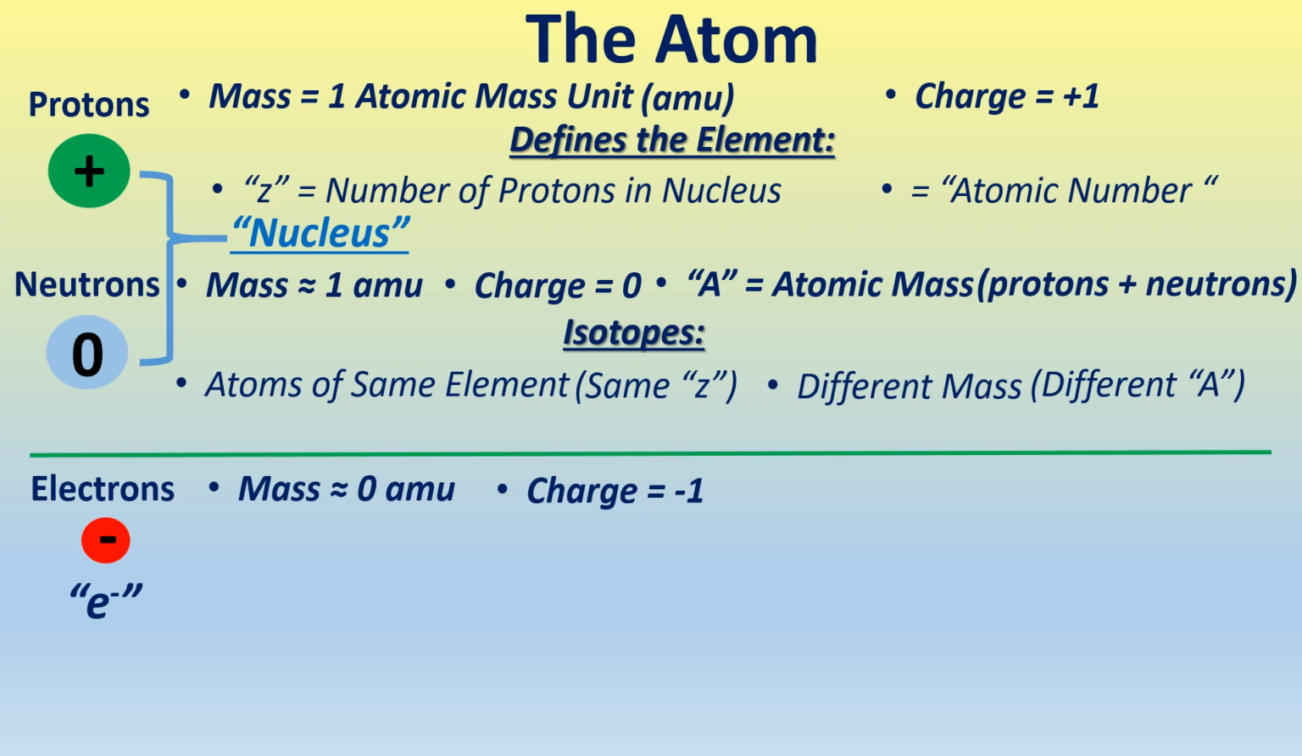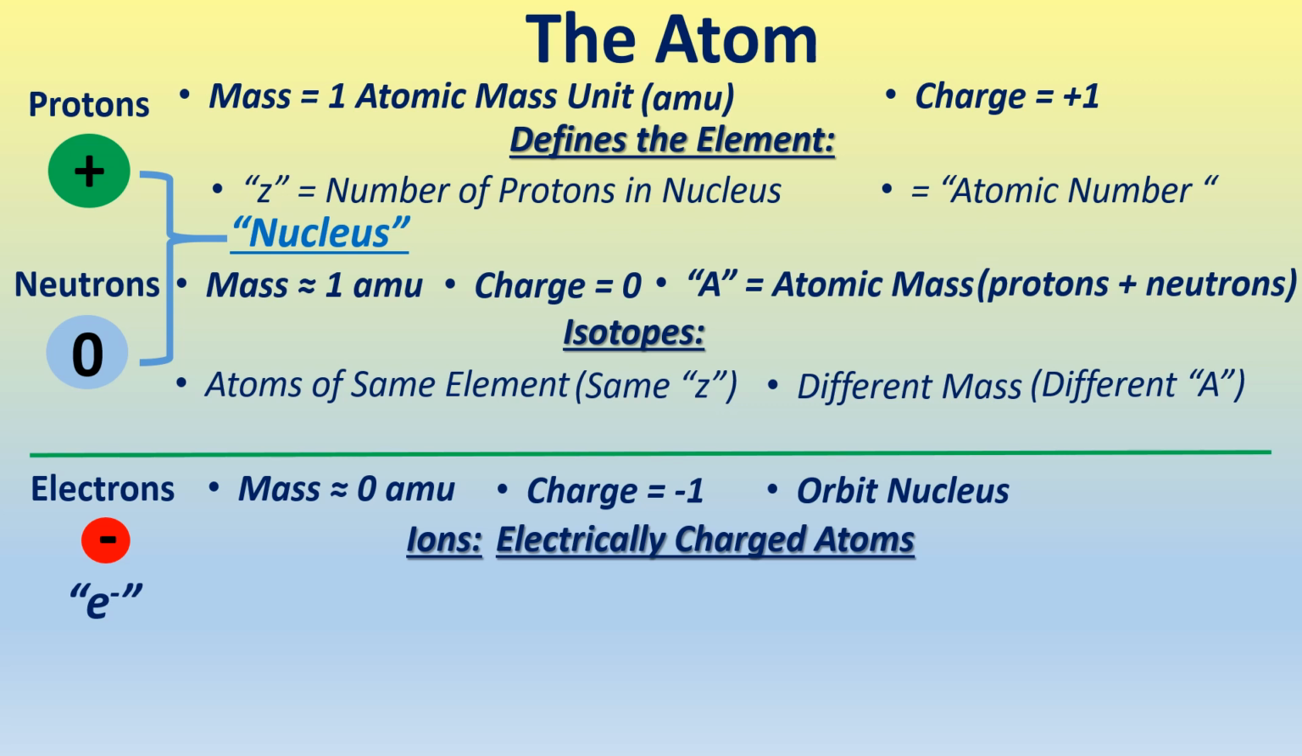Chemistry is essentially the study of the movement and exchange of electrons. Electrons can be either given, taken, or shared, leading to chemical reactions. Therefore, the number of electrons in any given atom is a variable. They orbit the nucleus and can produce what are called ions, electrically charged atoms, by adding or subtracting electrons.